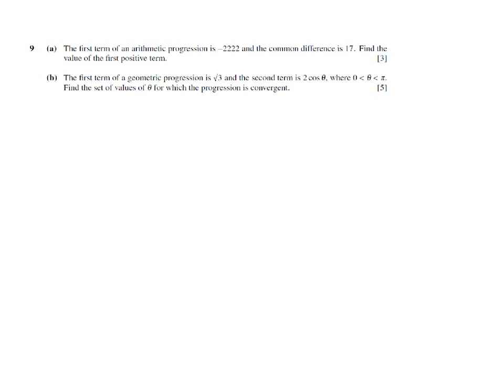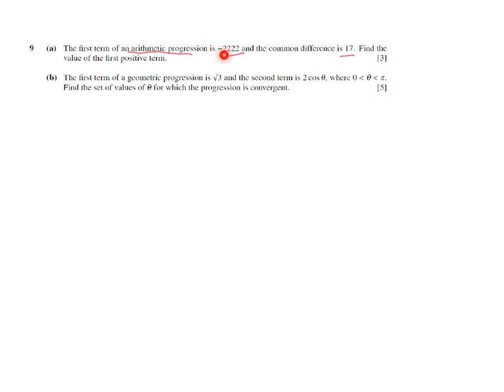So we've come to a question about progressions, and it says the first term of an arithmetic progression, so that's important, is minus 2222, and the common difference is 17. So every time it's plus 17, plus 17, plus 17. Find the value of the first positive term.